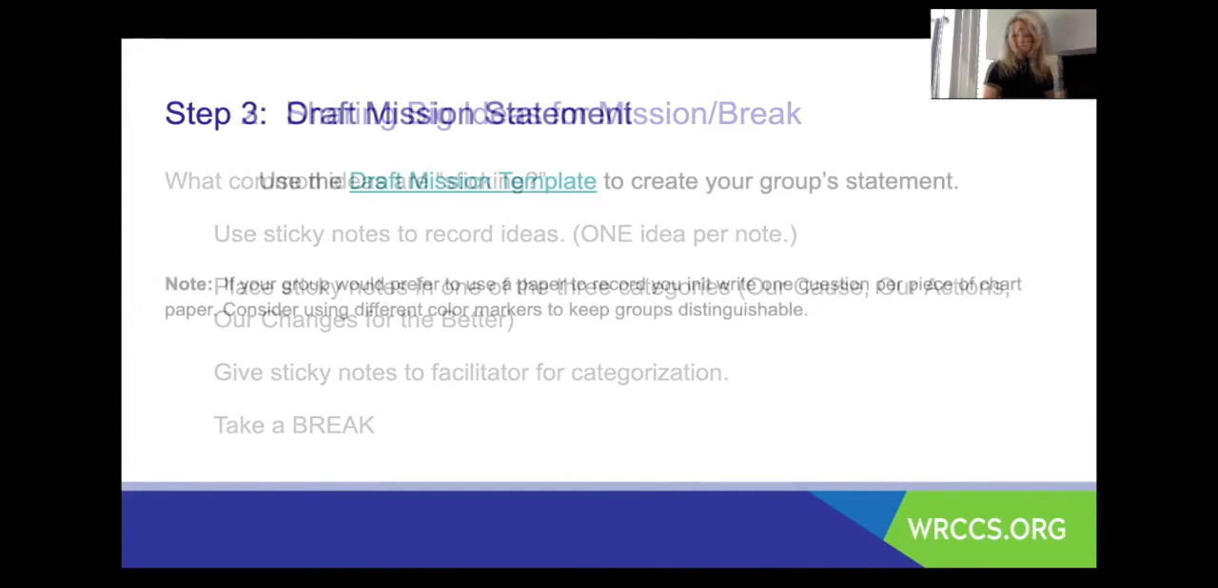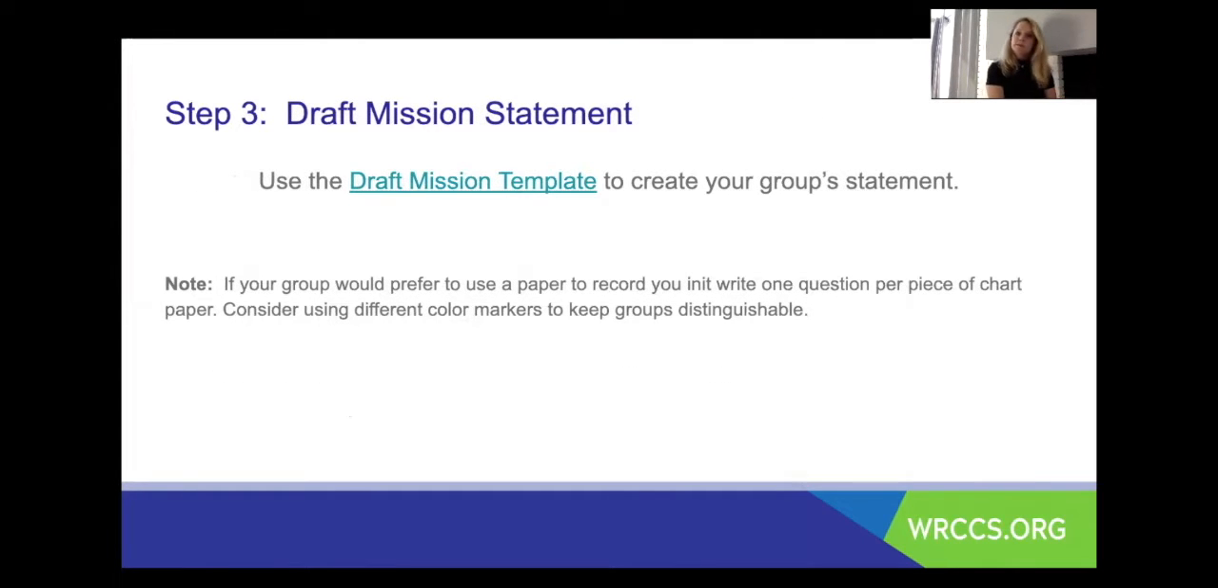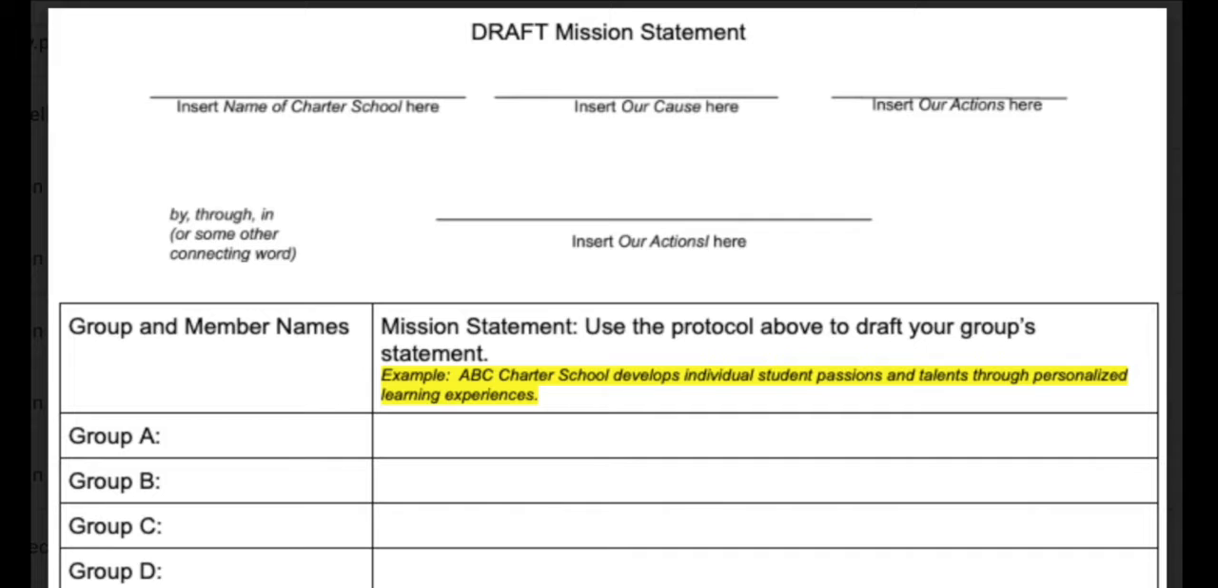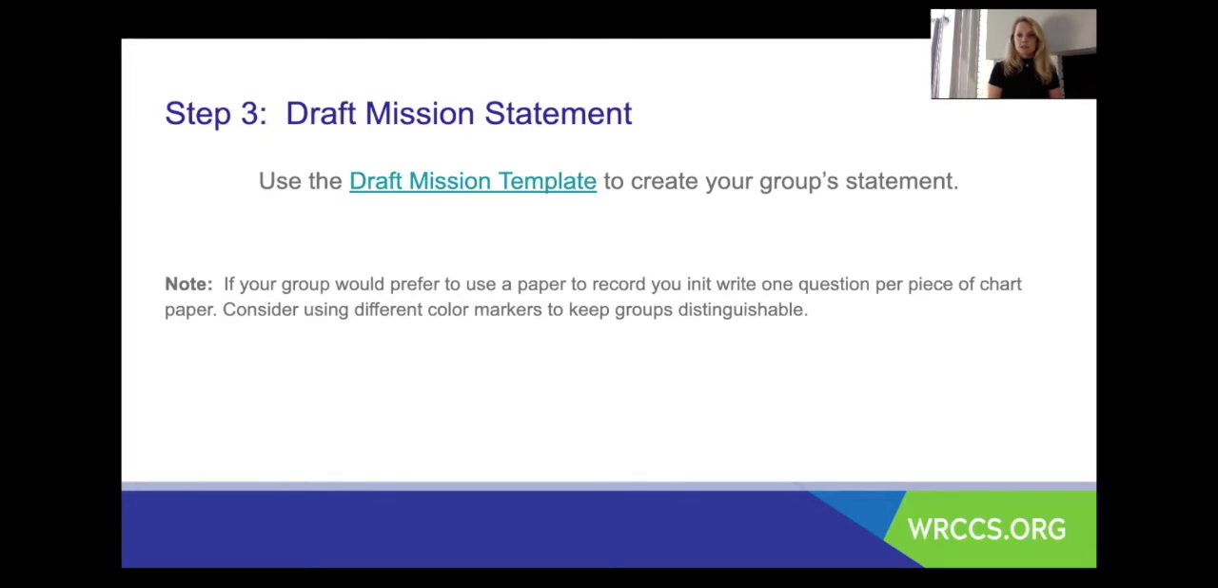Step 3 is drafting the mission statement. Please note that there is some pre-work that does need to be completed prior to the actual session. So the facilitator begins by illustrating how to use the protocol on the template and the most recent charts created, our cause, our actions, our changes for the better, to develop the group's mission statement. The facilitator asks groups to select a new person to be the recorder and another person to be the spokesperson.